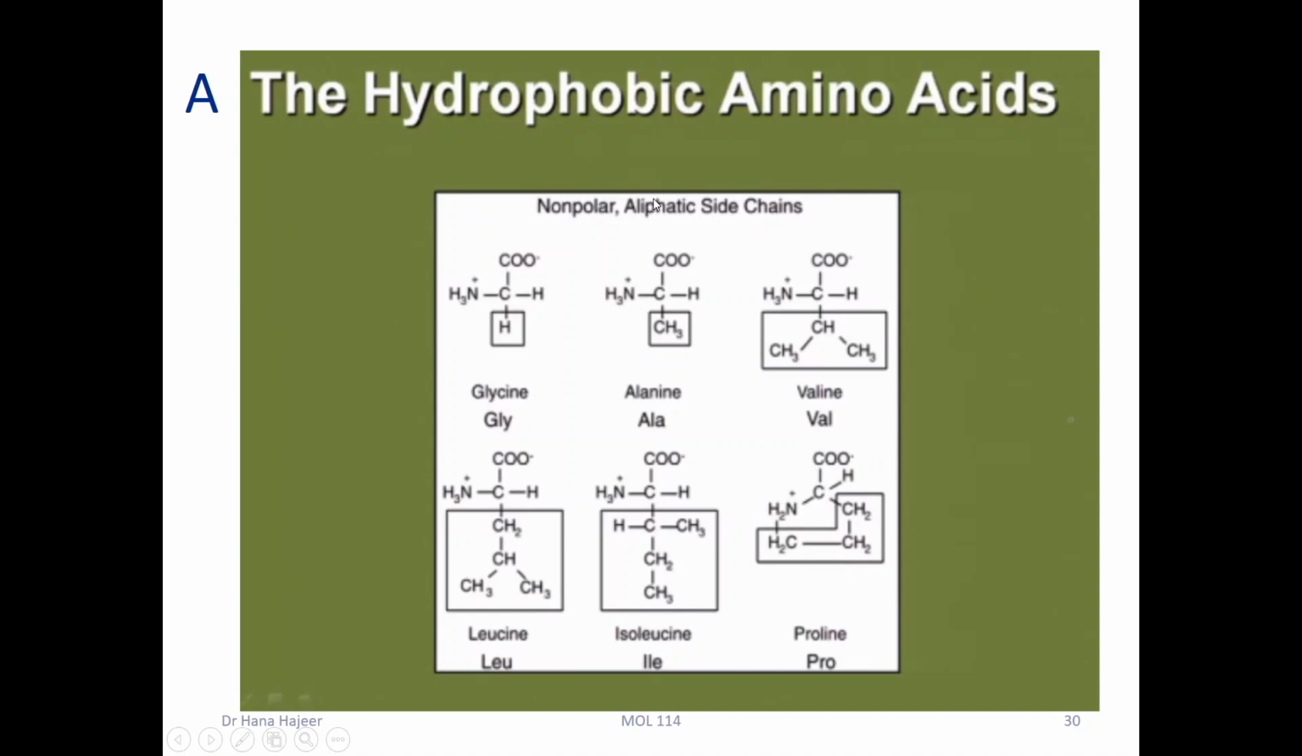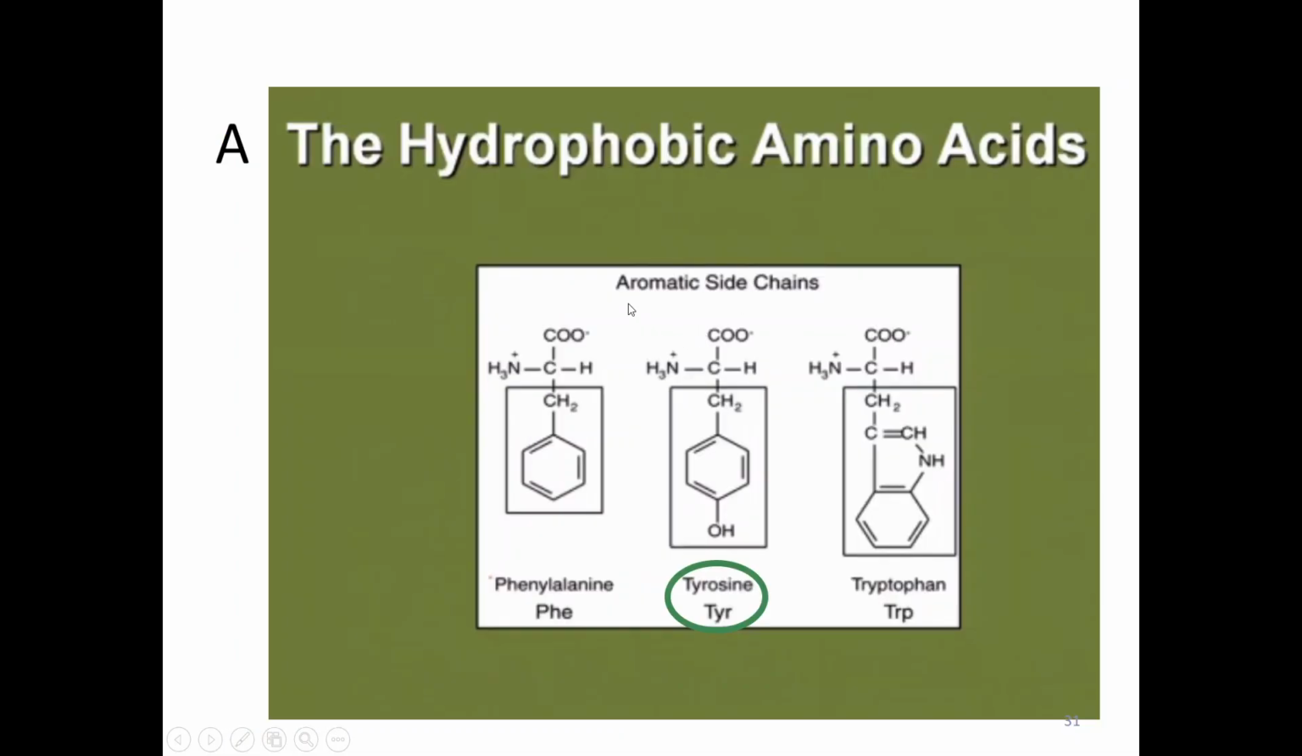Aliphatic means non-aromatic. We have the second part of the hydrophobic, the ones that are aromatic, and these are the 3 aromatic: phenylalanine, tyrosine, tryptophan. All 3 are hydrophobic. Some textbooks classify tyrosine as hydrophilic. So that's why in a test you don't expect me to test you about tyrosine, because there is disagreement whether tyrosine is actually hydrophobic or hydrophilic.